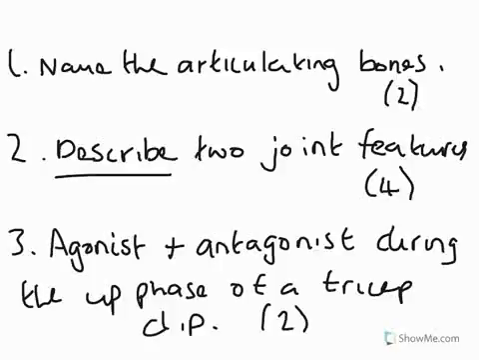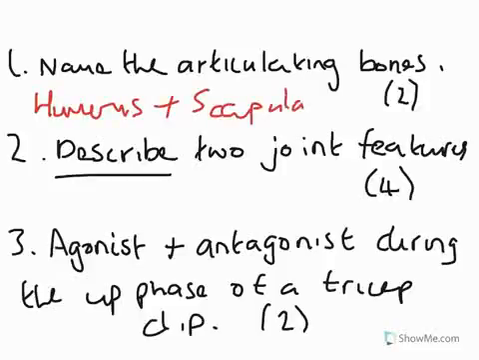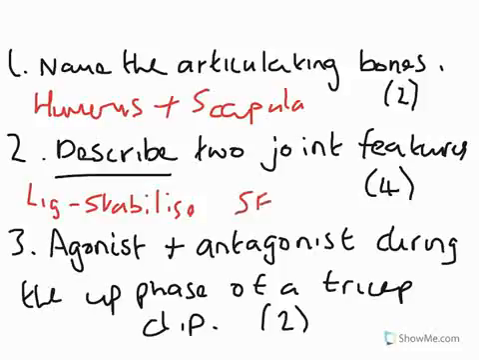So here come the answers. Articulating bones of the shoulder, of course, are the humerus and scapula. I'm sure you got those straight away. Describe 2 joint features where you've got a choice here. You could, for example, say ligament, and that is to stabilize. That would get you 2 marks. 1 for ligament and 1 for stabilize. You might have said synovial fluid, SF. And you might have said to lubricate. You could have also said things like hyaline cartilage to shock absorb. You might have said synovial membrane to emit synovial fluid, and so on, whatever you chose.